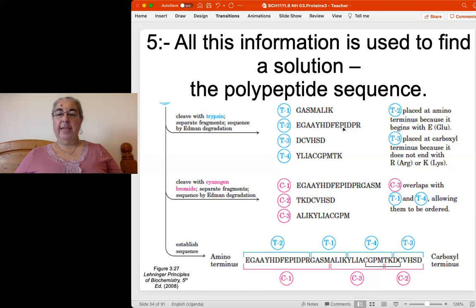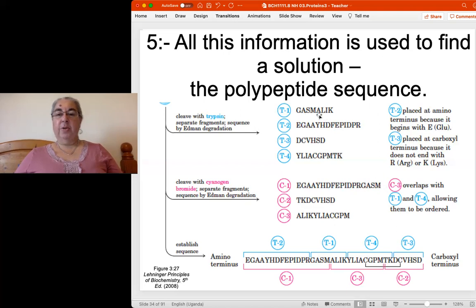If you see, this ends in PIDPR, which is a sequence we see before the end of this fragment, PIDPR. Then the next amino acids are GASM. So if we look, we can see another fragment here that begins with GASM. So we can place that overlapping. Okay, do you see that? And that gives us a few more amino acids past the end of fragment 1 of the C set.